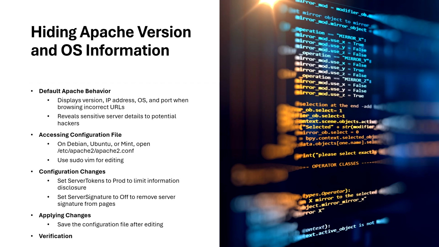You will access the configuration file on Debian, Ubuntu, or Mint. Open it using that code, that etc. Okay, you'll use sudo vim for editing. Then for configuration changes, you need to set server tokens to limit information disclosure. Set server signature to off to remove server signature from pages. Then apply these changes. Save the configuration file after editing, and boom, it's done. You'll reload the website you're trying to reach. Your web server information should not be displayed.